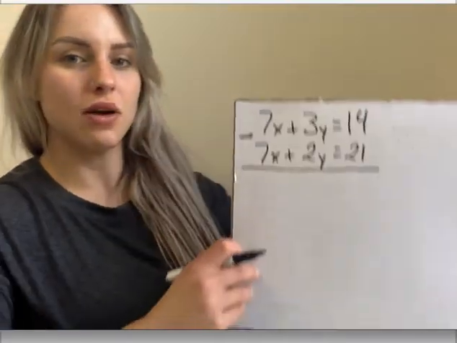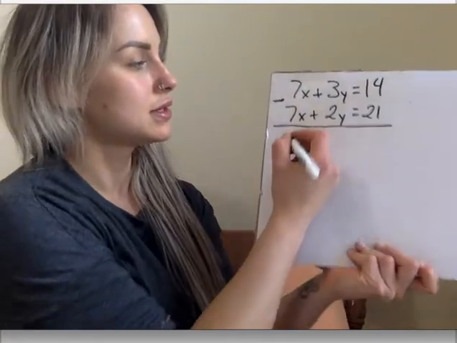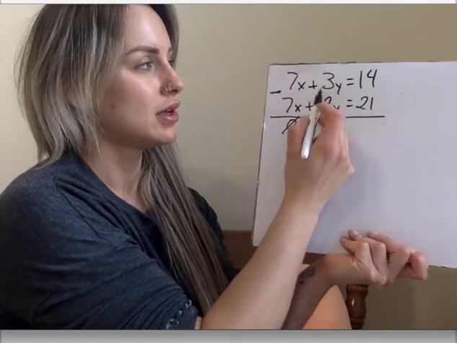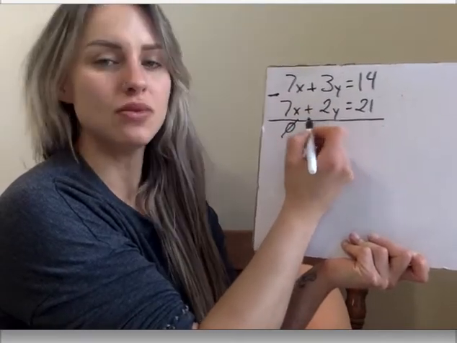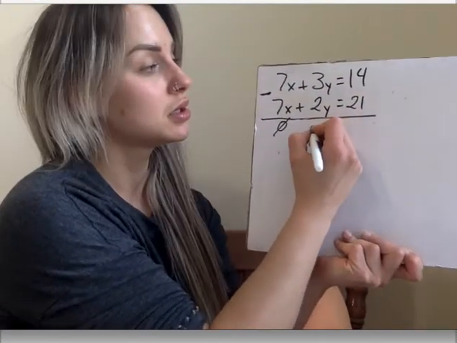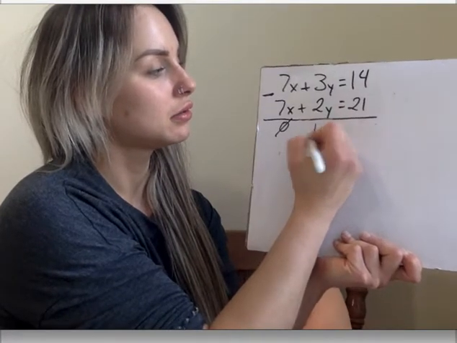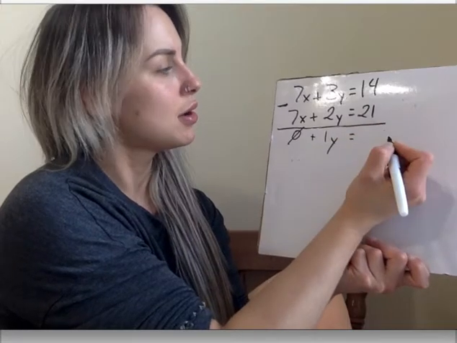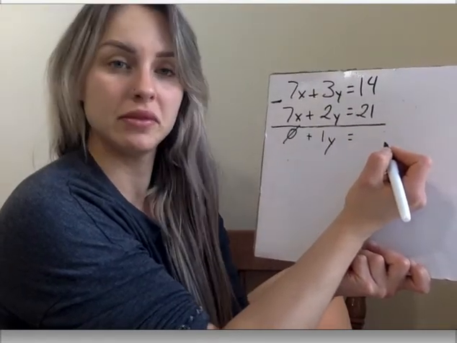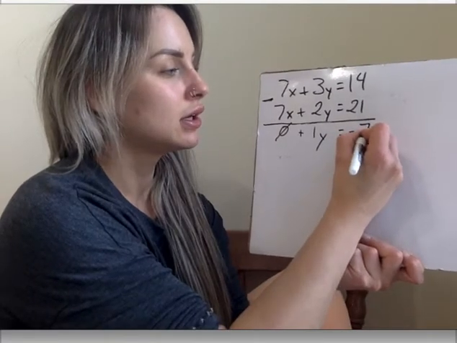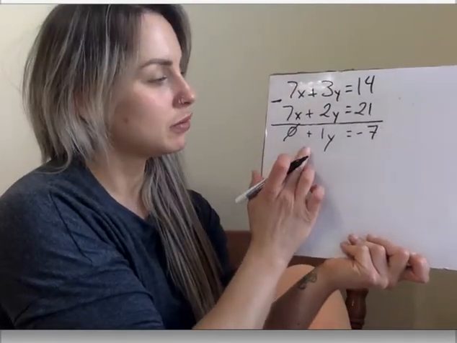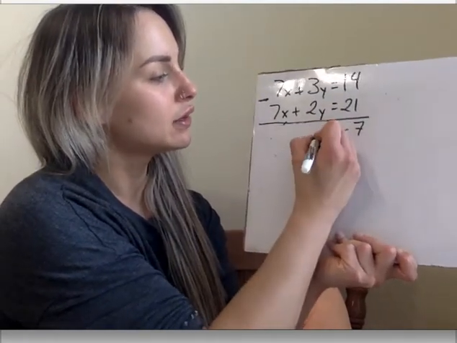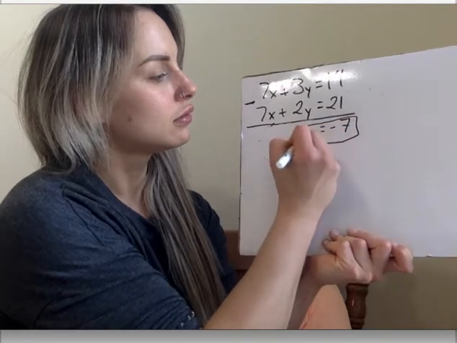Okay, so we're just going to do the math. So 7 minus 7 gives us 0. 3y minus 2y gives us 1y. And 14 minus 21 gives us negative 7. So if we make it pretty, y equals negative 7. Okay?